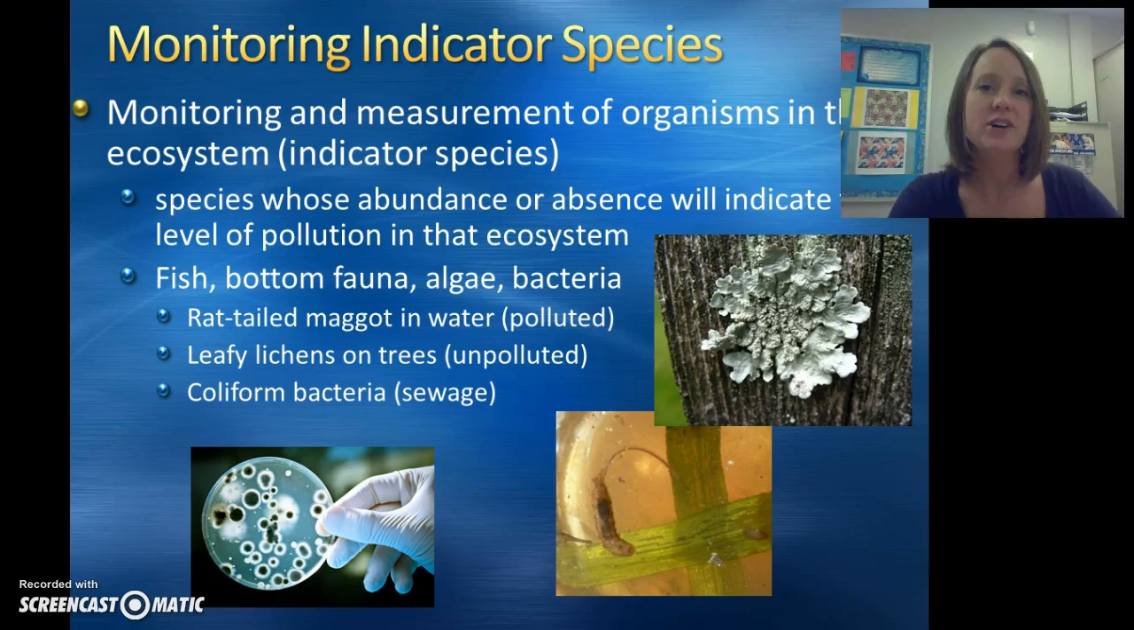Coliform bacteria are a type of bacteria that grow in the water when there is sewage present. So one of the things that water treatment plants do is they go out and they test water in various places around the city to make sure that there's no coliform bacteria growth. And one of the things they do to prevent this is by adding chlorine to the water.